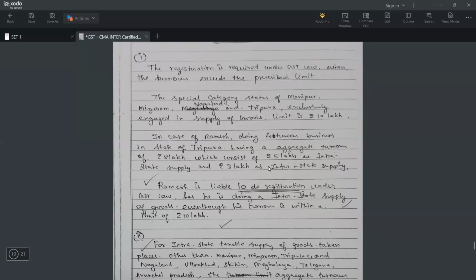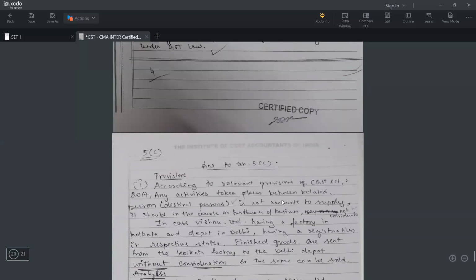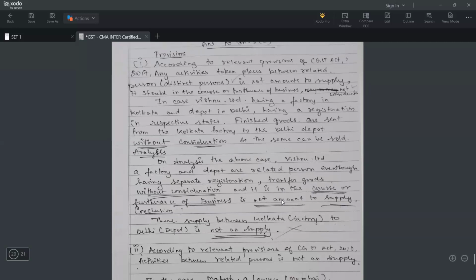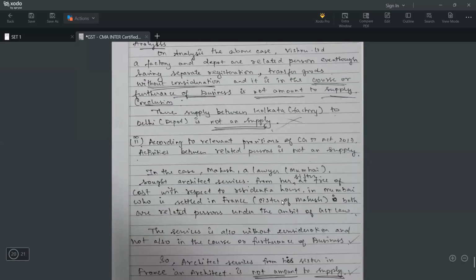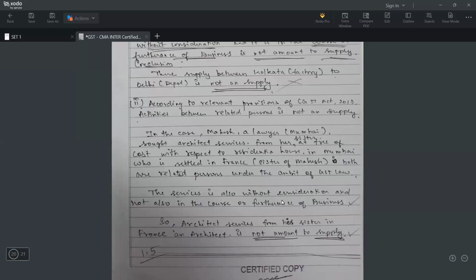State the law, what happened in the case, and what you are going to conclude on that case, whether the registration is required or whether the registration is not required. That's it. That is what you need to do. Then for the relevant section number, if you don't remember it, write according to the relevant provisions or as per the relevant provisions of the CGST Act, whatever is there.